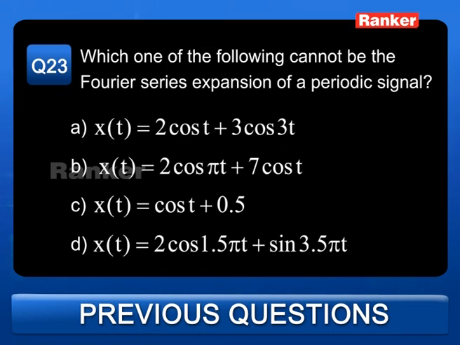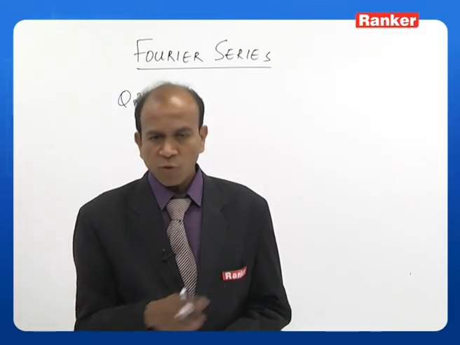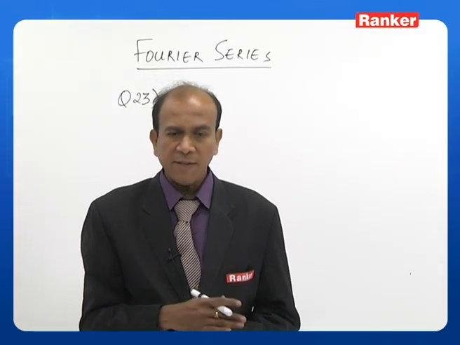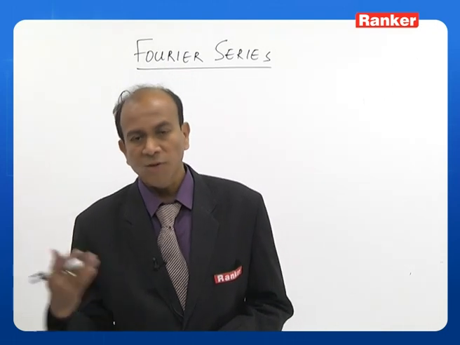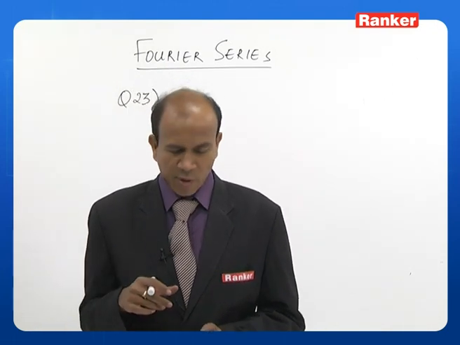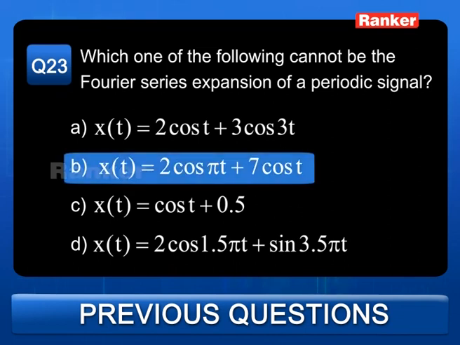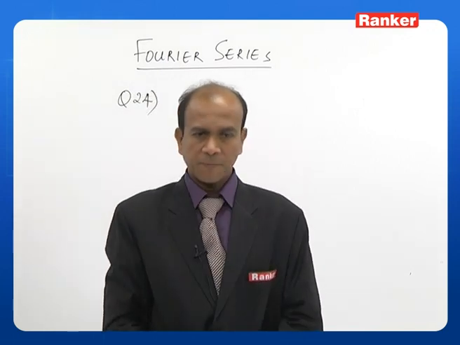If you look at this, the first one is periodic, the second one is cos pi t, whereas the other one is 7 cos t. So there seems to be a periodic issue there. So the answer is B, where x of t is equal to 2 cos pi t plus 7 cos t, as this is not a periodic signal. Let us see the next question.